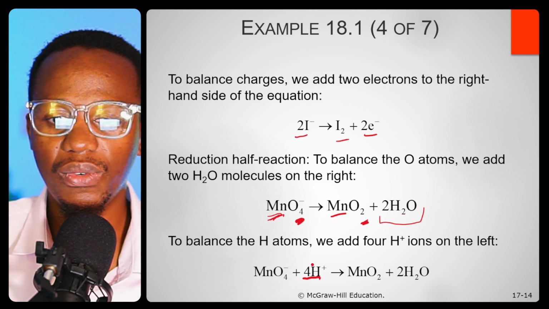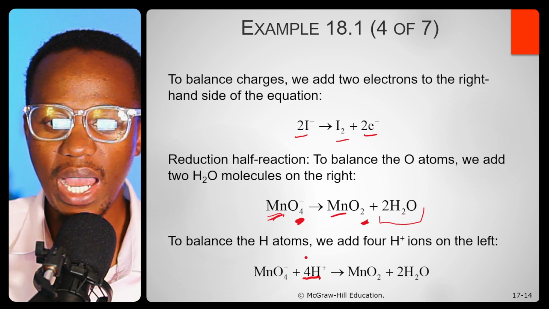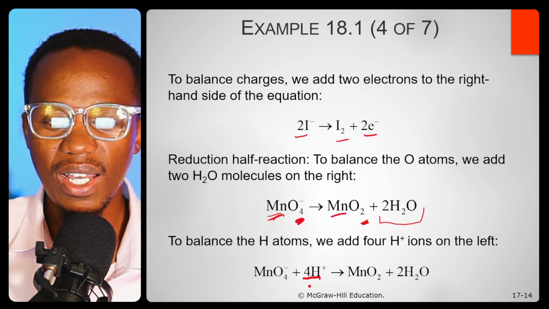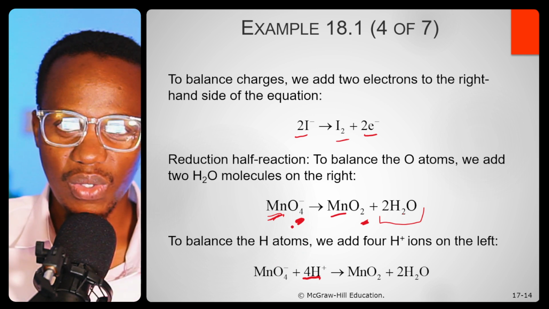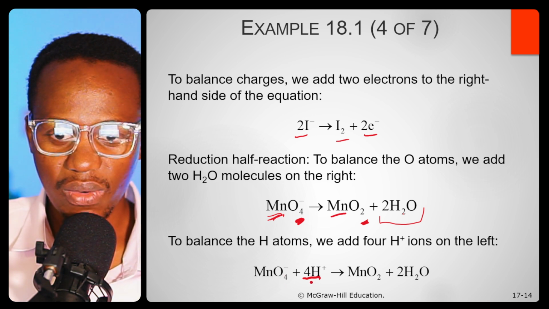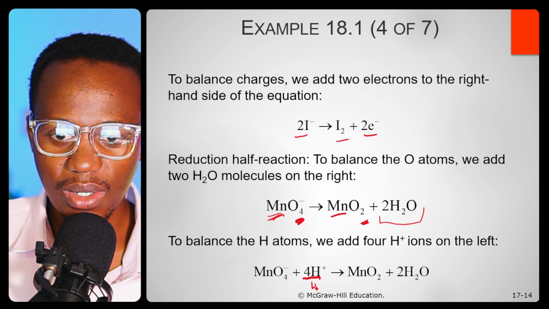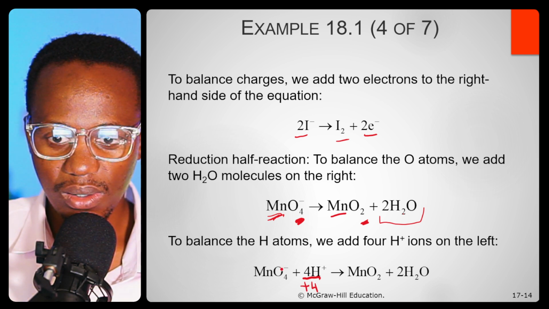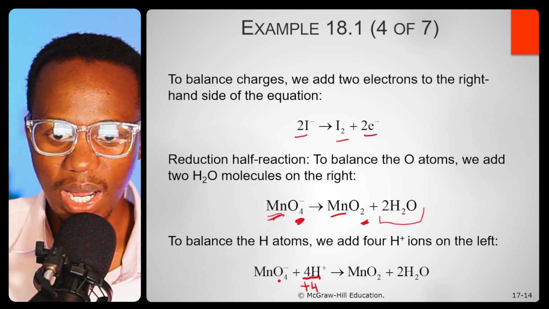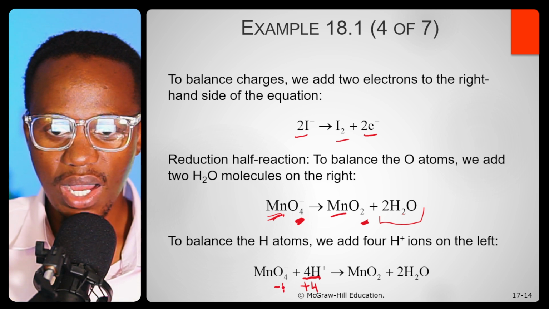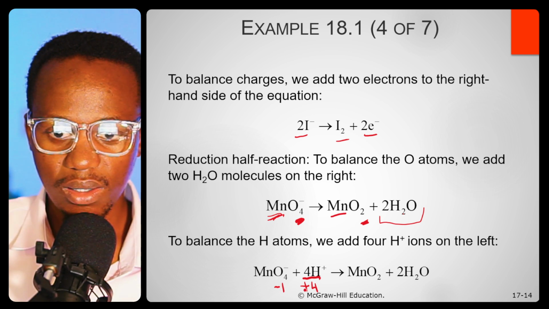Now that we have added these, we might have an imbalance of charges, right? So we're going to count the charges. You can pause this video and see if you can figure it out. We have plus 4 here, and what do we have here? We have -1, because MnO4 is -1. So on this side, we have plus 3 total.